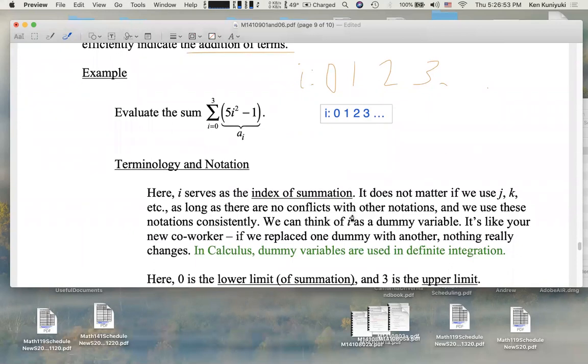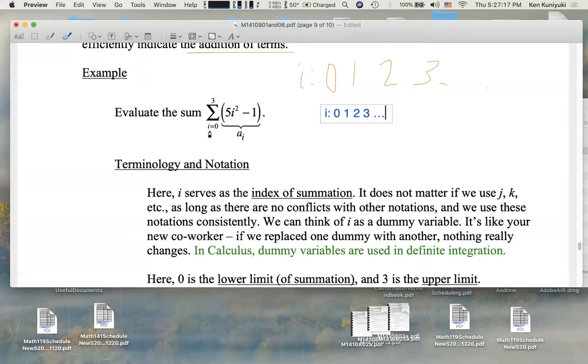So we can think of I as a dummy variable in the sense that it's like your new coworker. If you replace one dummy with another, nothing ever changes, right? If you replace I with J, K, N, whatever, you're going to get the same result. If you replace one dummy with another, nothing ever changes. Some people say that about politicians.